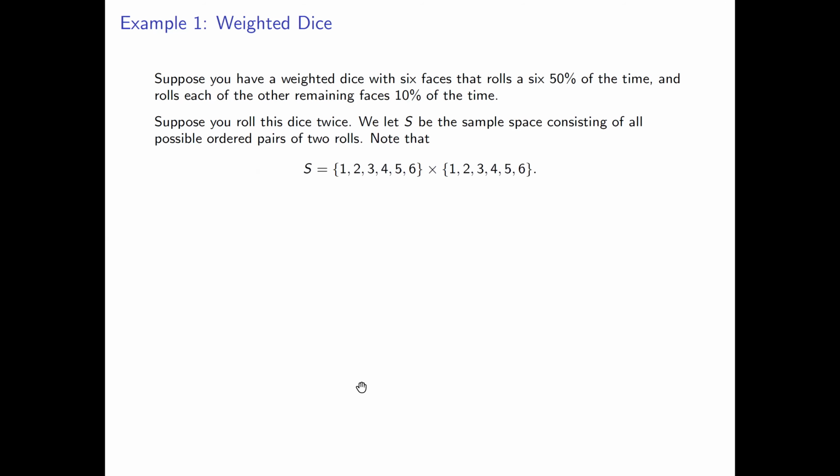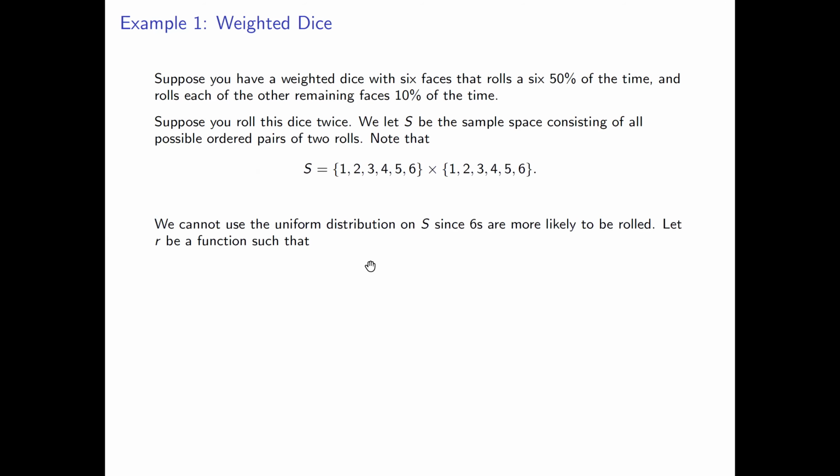We're going to be looking at events involving rolling this dice twice. Our sample space will consist of all possible ordered pairs of 2 rolls. If you want to model this mathematically, what is your sample space? It's ordered pairs consisting in the first entry of what you roll the first time, and in the second entry what you roll the second time. Each roll can be any number between 1 through 6. Since you're looking at ordered pairs, we can model the sample space by taking the Cartesian product of the set {1, 2, 3, 4, 5, 6} with itself.